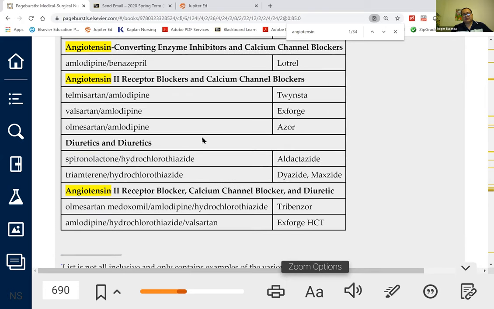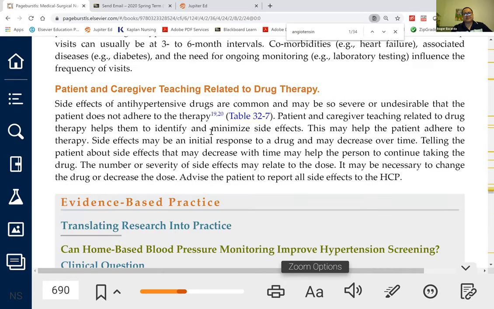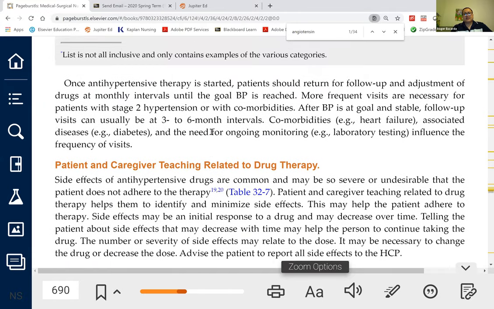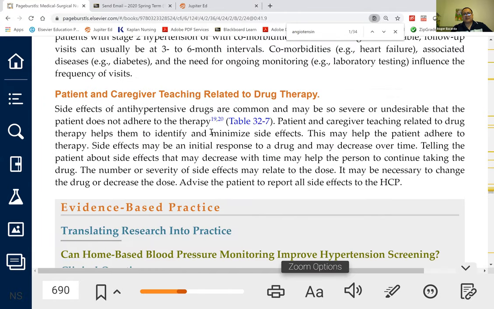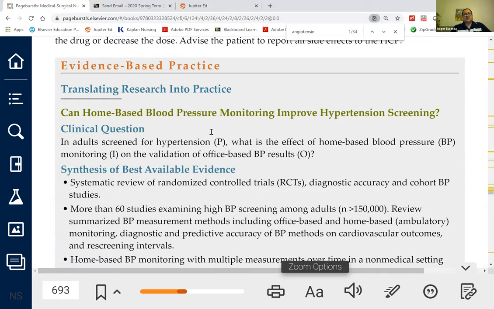Verapamil and diltiazem, which are also calcium channel blockers, are indicated for dysrhythmias, which is another chapter. Okay, any questions, guys, so far? All right, very good.